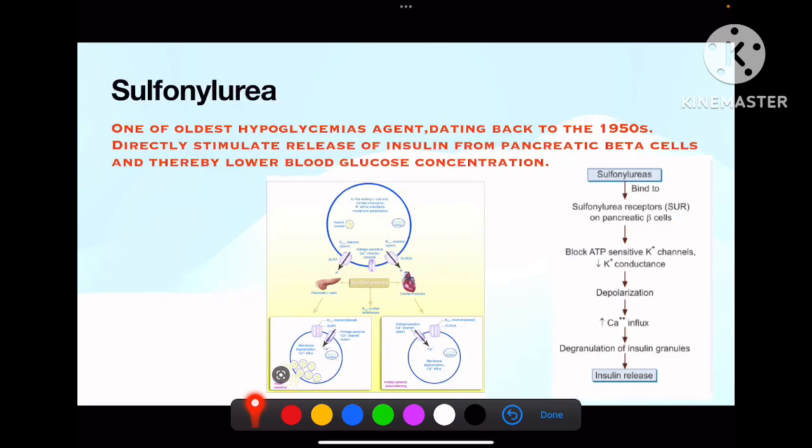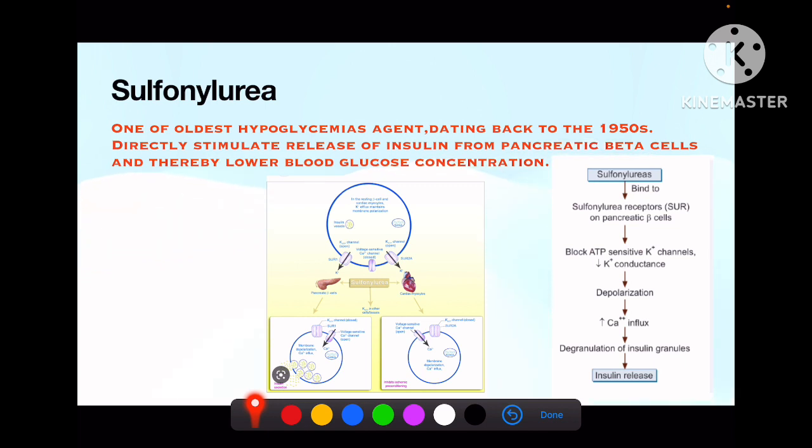Right. Next drug, I would like to discuss with you about sulfonylurea. This is a very famous drug, and one of the oldest hypoglycemic agents, dating back to the 1950s. It directly stimulates the release of insulin from the pancreatic beta cells, and therefore lowers blood glucose concentration. It's the oldest drug and still very famous among GPs. It can achieve HbA1c reduction of 2 to 2.5 like your metformin, but it has lots of complications as well, right? We are going to discuss all those things separately.